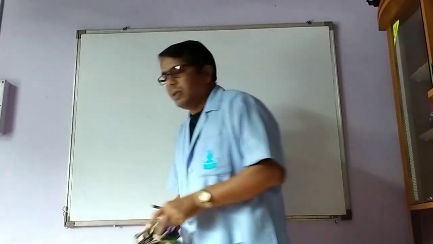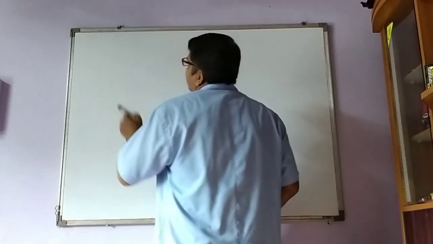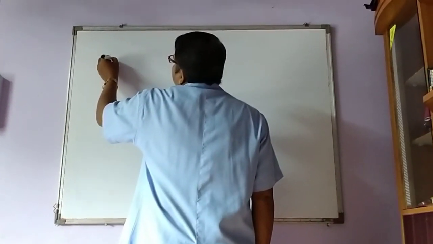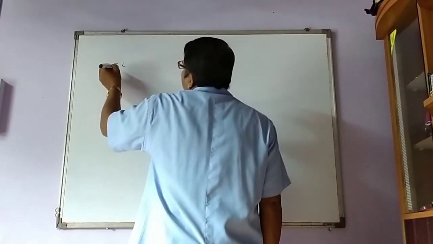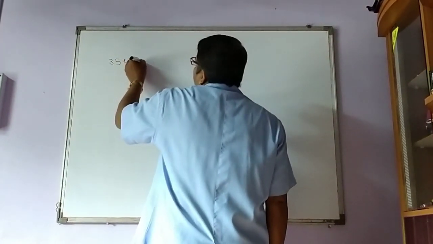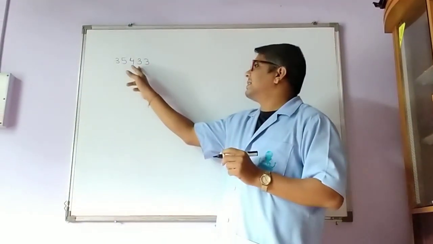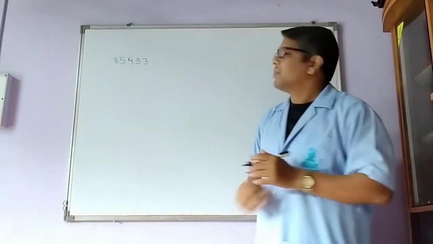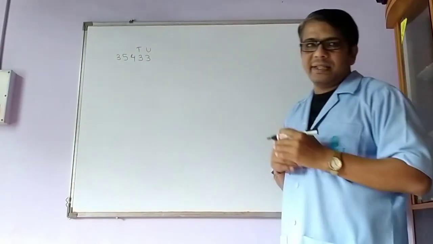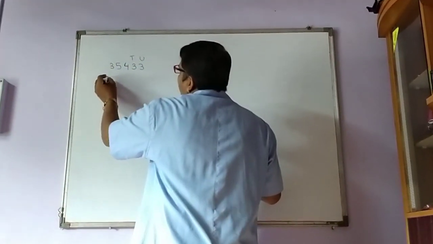Now, after this, let us see what happens if the same digit is there in two places. For example, 35,433. Now in the units place and tens place, the same digit is there. In the units place 3 is there, in the tens place 3 is there. So let us find out the difference.